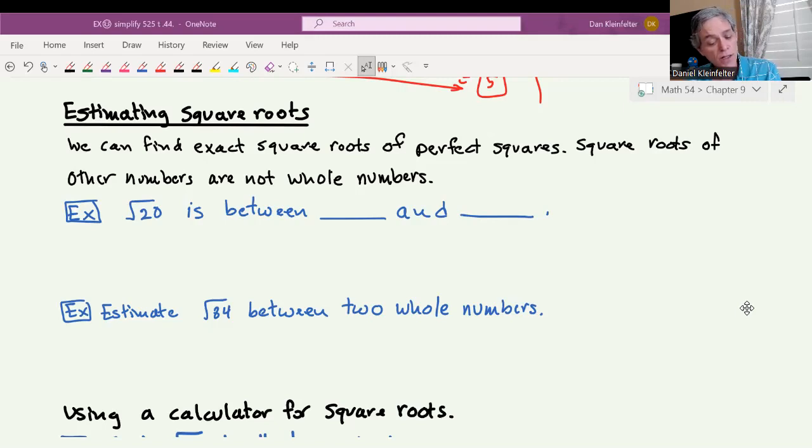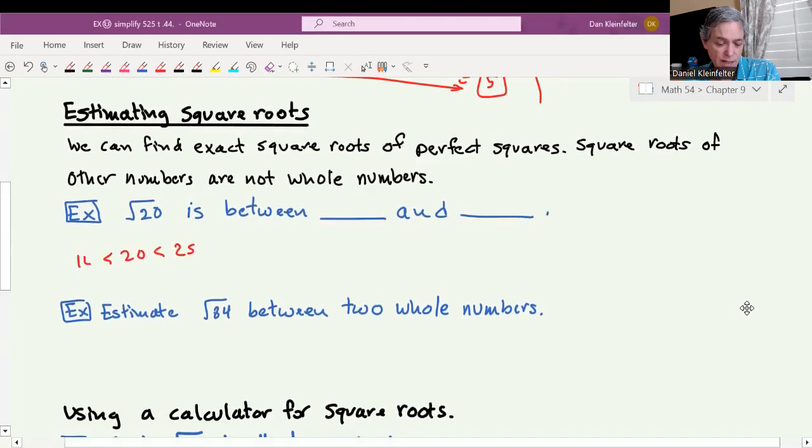So if we wanted to know the square root of 20, let's think about that for a minute. We know that 20 is smaller than 25, but bigger than 16. How I picked out the 16 and the 25 is those are the next higher and lower perfect squares relative to 20. 16 and 25 are perfect squares, and 20 is between 16 and 25.